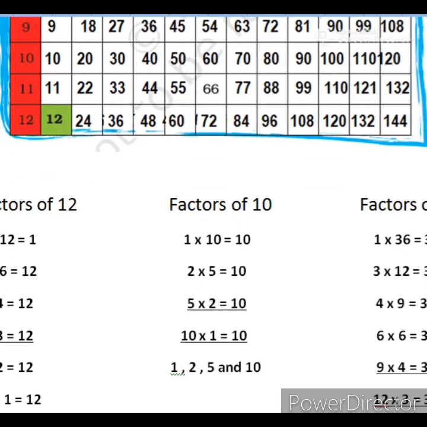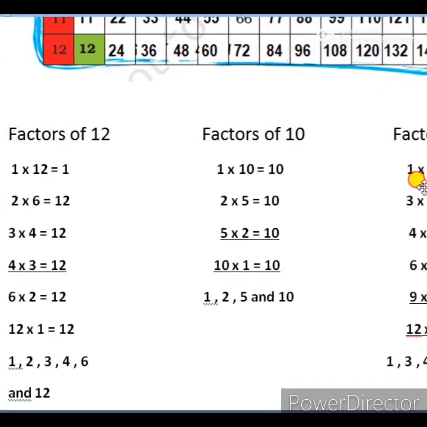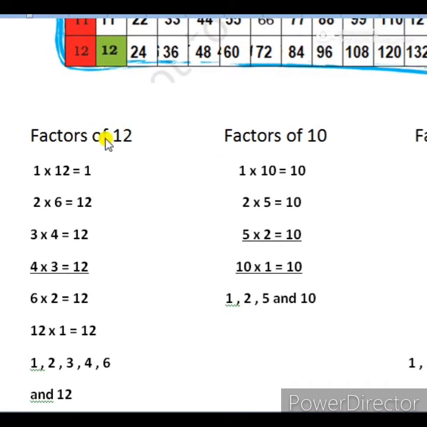See, these are the factors of 12. 1 twelve is 12, so 1 is a factor of 12. 2 sixes are 12, so 2 is also a factor of 12. 3 fours are 12, so 3 is also a factor of 12. Now the same table is repeating. 3 fours and 4 threes are the same.